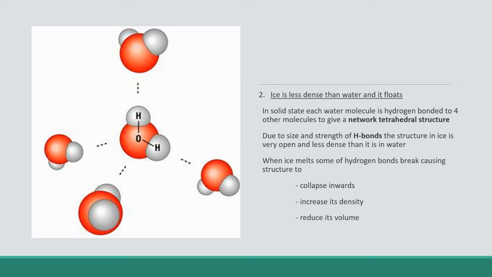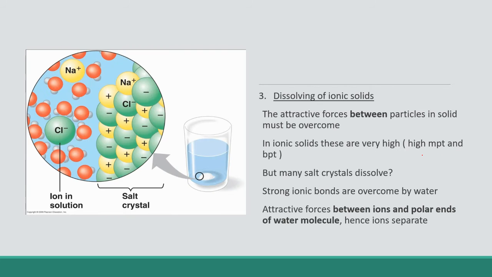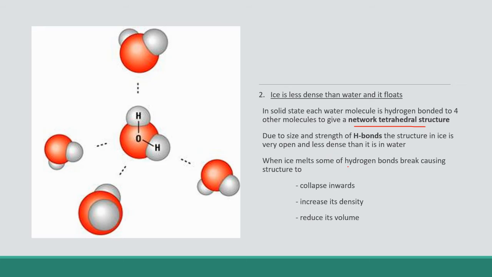When the water molecules line up in the solid and form ice, it gives a tetrahedral structure, and it's more open and bigger than we would expect of non-polar molecules. That's the reason that ice floats. When the ice melts, the hydrogen bonds actually break, and that's the reason that ice is less dense than water.